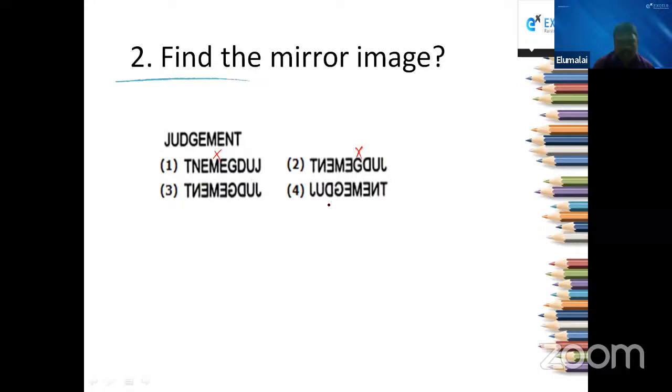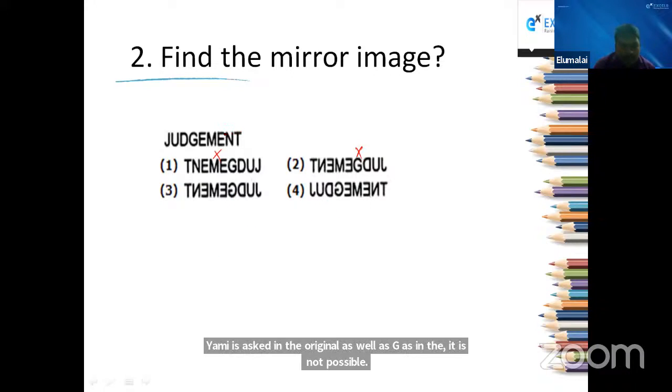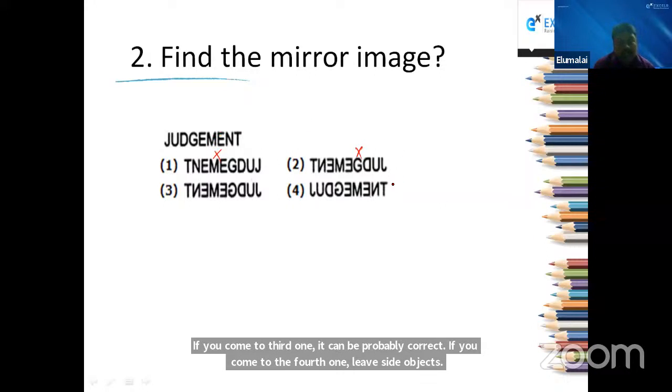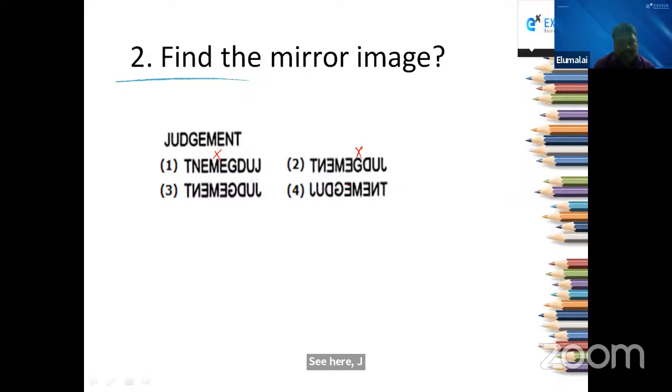If you come to the fourth one, left side objects. See here, J is a left side object, right? That must appear on the right side, isn't it? But here, J is appearing as it is in the original, right? Using that property, you could have eliminated option 4. So we are left with only 1. So option 3 is the correct answer. Very good.